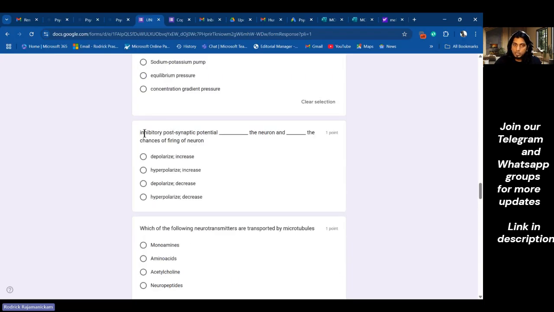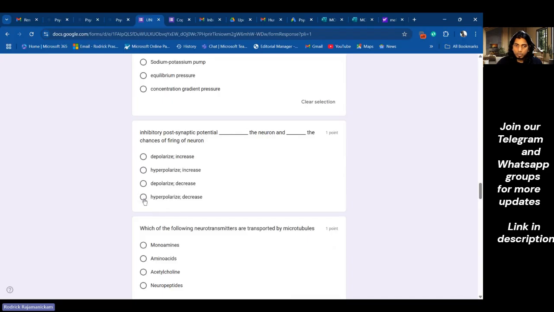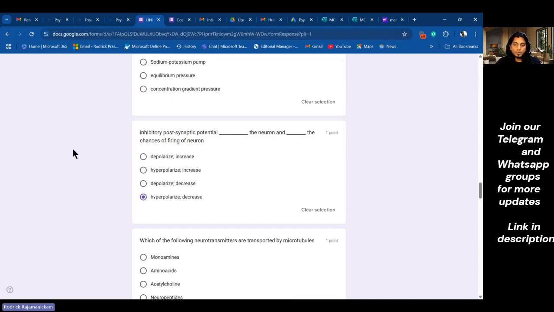All right. So IPSP, inhibitory postsynaptic potentials, they make it even more negative. So they hyperpolarize the cell and they decrease the chances of the cell firing an action potential. IPSPs start from the dendrite and move towards the axon hillock. And they make the cell even more negative from minus 70 millivolts, which is the resting membrane potential, it can go to minus 90 and even further. This makes the cell less likely to set off an action potential.